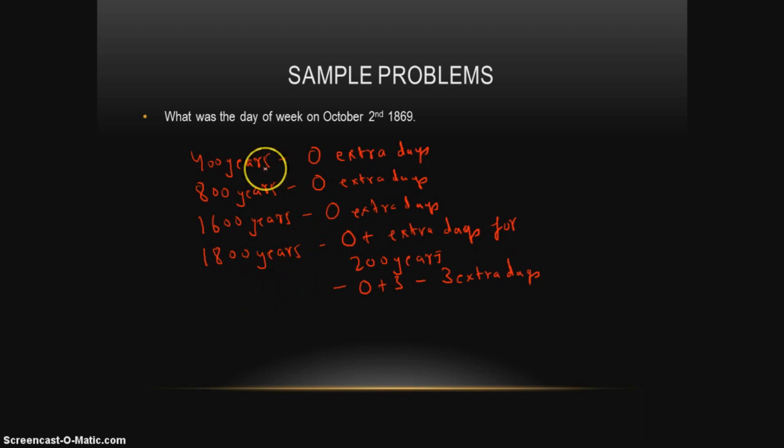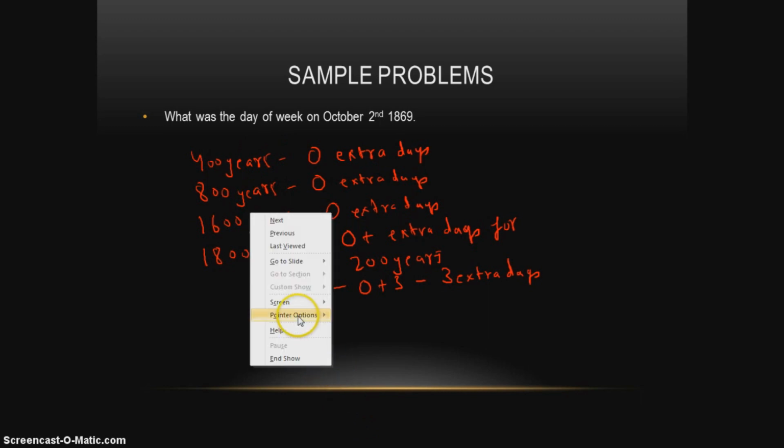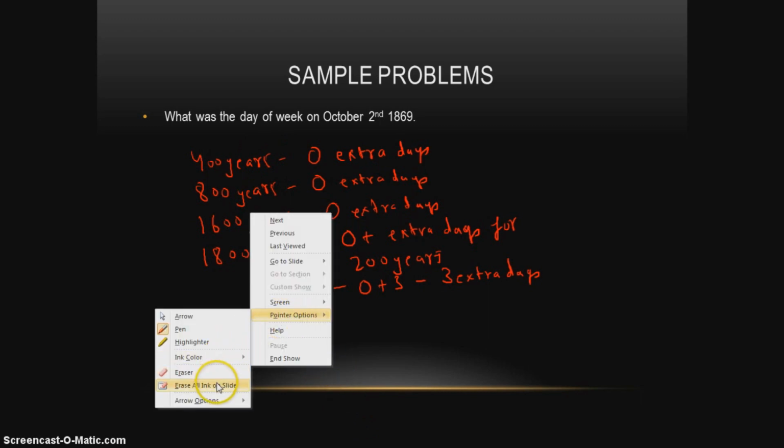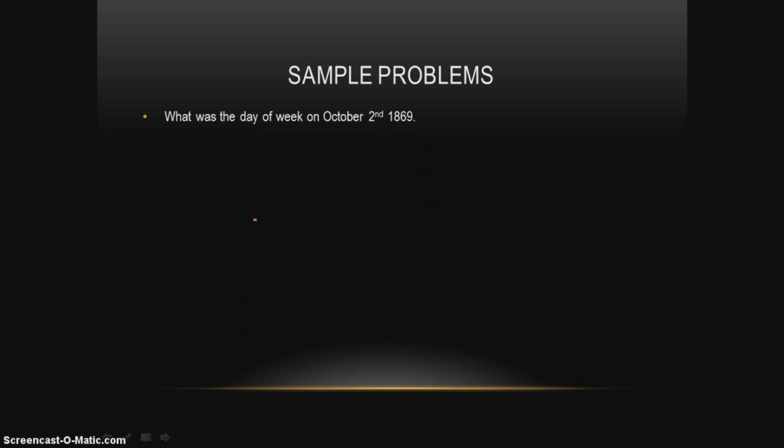So let me clean this slide for further calculation. Okay. So I will rewrite what we had. Till 1800 years, we had 3 extra days.